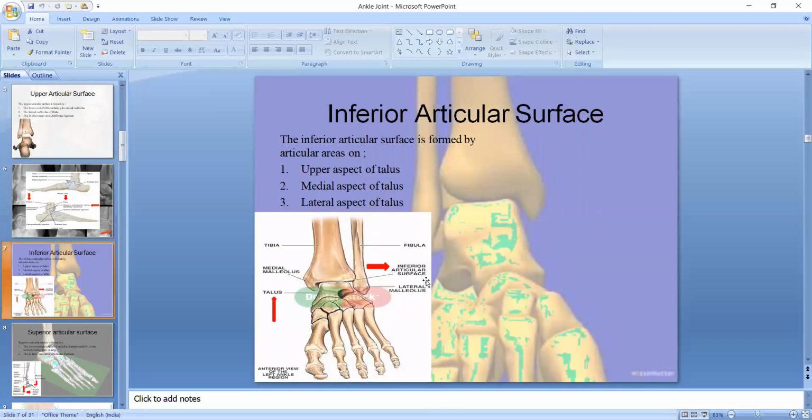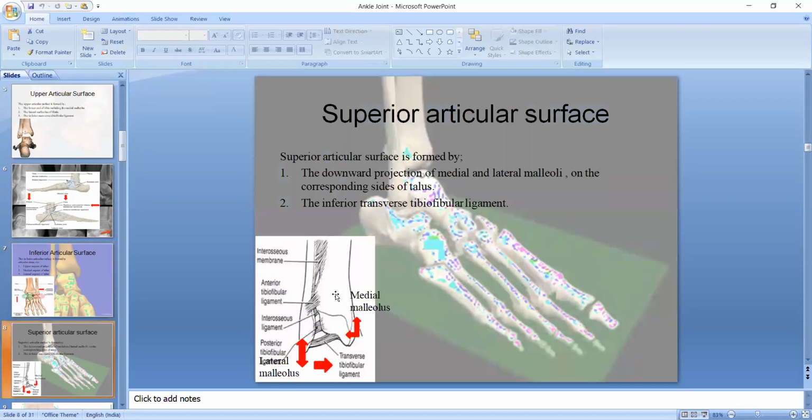The inferior articular surface is formed by the upper aspect, medial aspect and lateral aspect of the talus. So this is the talus. All sides of the talus form the inferior articular surface because it is located on the downside, underneath the tibia and fibula. The superior articular surface is formed by the downward projection of the medial and lateral malleoli on the corresponding side of the talus, and the inferior transverse tibiofibular ligament also.